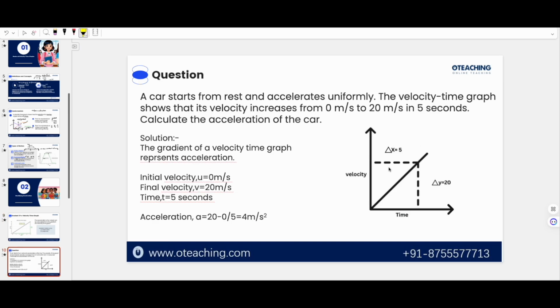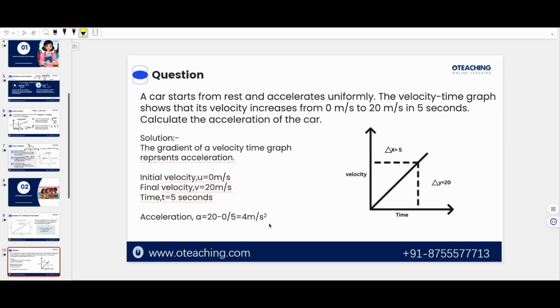So we will calculate the gradient because we have been given the graph. How would I calculate the gradient? I find my rise, from 0 to 20. So what is the change in the velocity that happens? 20. And in how much time is it happening? It is delta x, that is equal to 5 seconds. So how would you calculate? It is 20 divided by 5, correct? That will give you 4 meter per second square.